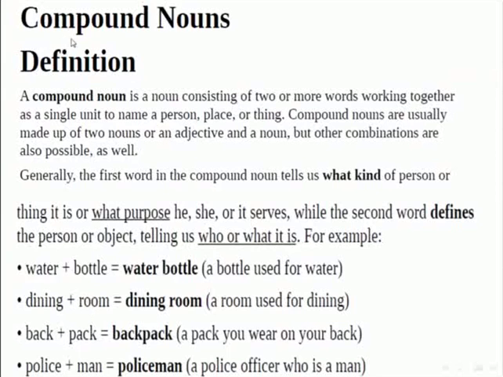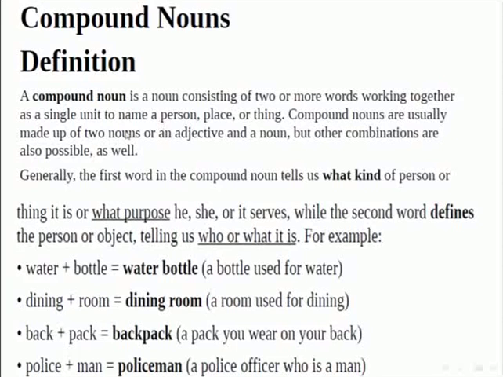Next. Now we talk about compound nouns. We start with the definition first. A compound noun is a noun consisting of two or more words working together as a single unit to name a person, a place, or thing. Compound nouns are usually made up of two words. So collective noun is one word, but compound noun is usually two words or three words and so on. That's the difference.